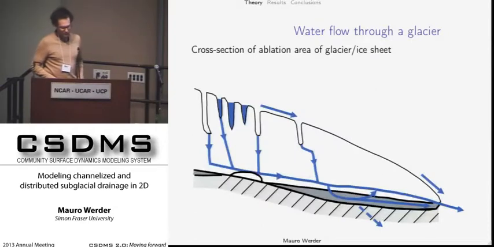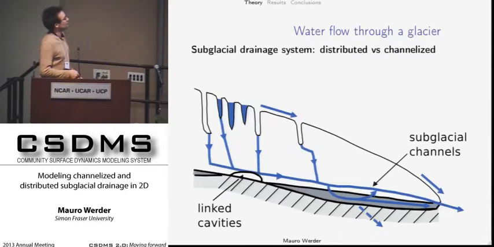So here is a cross-section through a glacier, and so how does water flow through a glacier? The main component of this model is the subglacial drainage system, that's drainage along the ice-bed interface. The main conceptual distinction people make is between the distributed system, which is inefficient, and the channelized system, which is efficient. The distributed system in this model is through linked cavities. I'll get into them later, and then we have the channels.